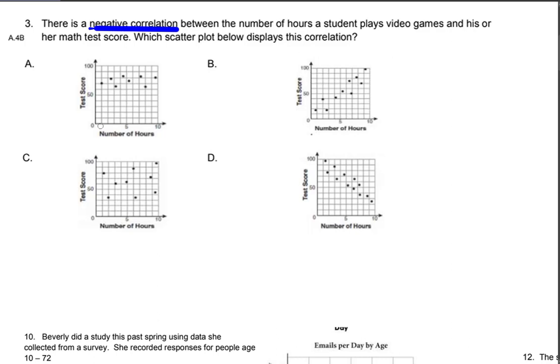So let's look at the first one here. The hours increase, and the test scores stay relatively the same. Well, that is not correct. We are looking for a negative correlation. That negative correlation tells me it's going to have a negative slope. And remember, that's a negative rise over run.